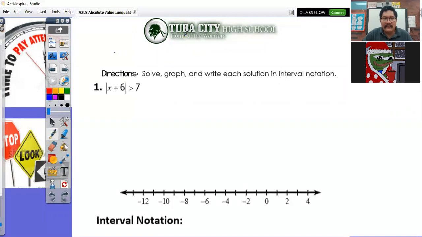All right, so let's go ahead and work on those methods. First thing we got to do, again, is make our two cases. So it's already isolated, so I don't have to worry about that. x plus 6 greater than 7. And now I need my second case, x plus 6. And again, switch the direction of the inequality sign, and then flip the sign of the number. So it's positive 7 to negative 7.